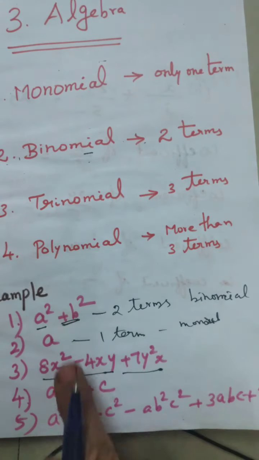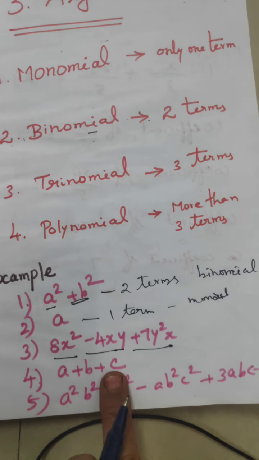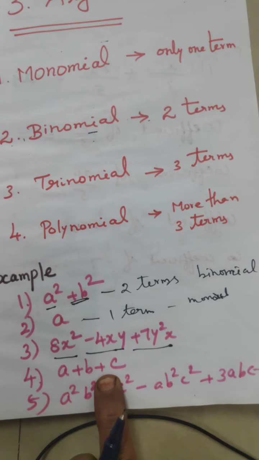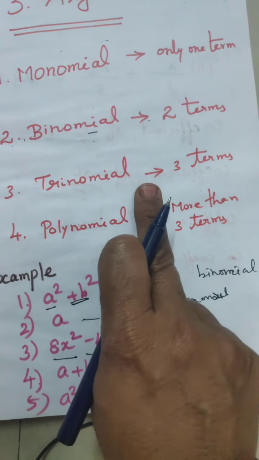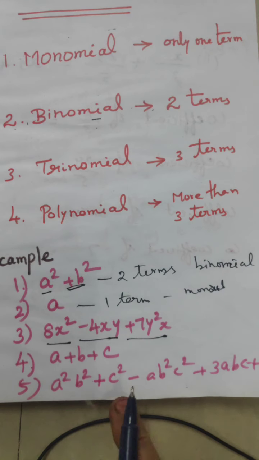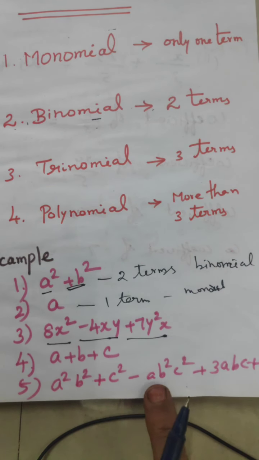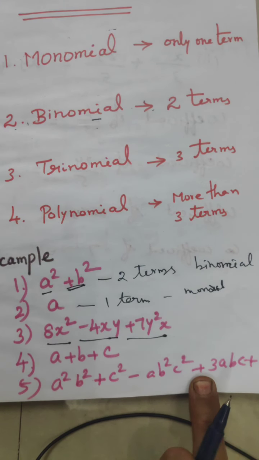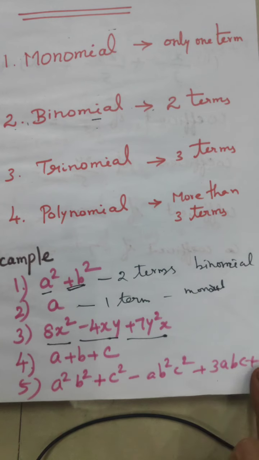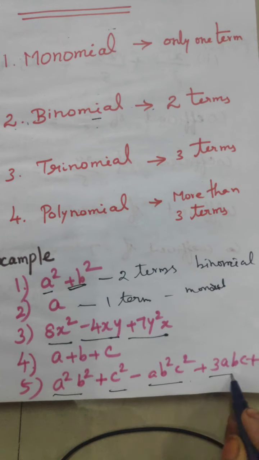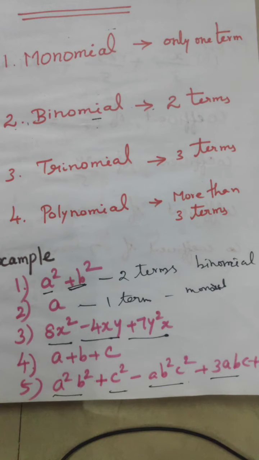Three terms, trinomial. a + b + c. How many terms? a is one term, plus b is another term, plus c is another term. So three terms is called trinomial. Next sum, a²b² is one term, plus c² is the second term, minus abc² is the third term. Next, a plus 3abc is the third term, plus 3. How many terms are there? 1, 2, 3, 4, 5. More than 3 terms is called a polynomial.